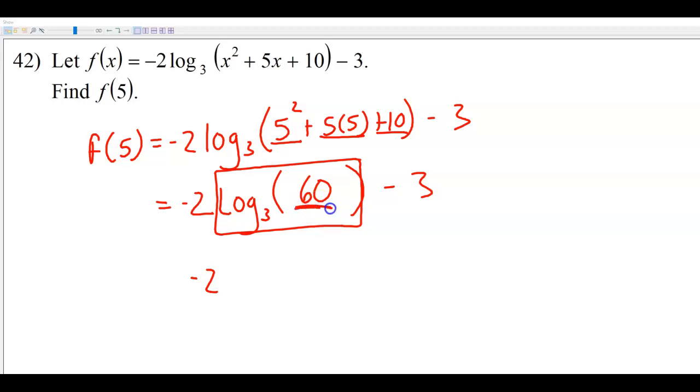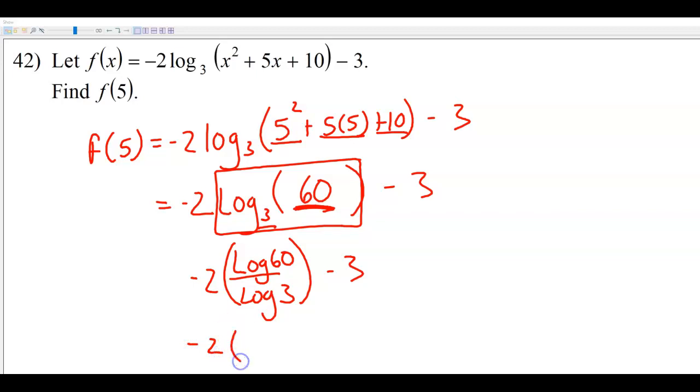There is, after all, no way I can rewrite this as a power of 3, so I can't do it mentally. So I have to do it on a calculator. But to do it on my calculator, I need to change it into a base of 10 using my change of base formula. So let's punch that into our calculator and see what we get. We have log 60 being divided by log 3, and I'm getting 3.6727. From there, you're just going to follow your order of operations.